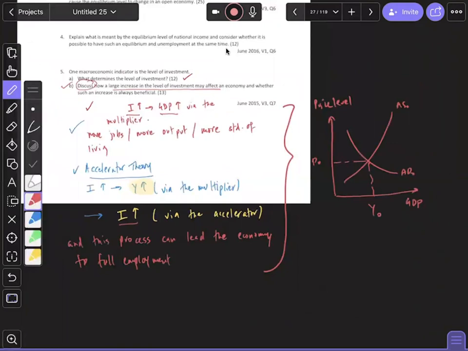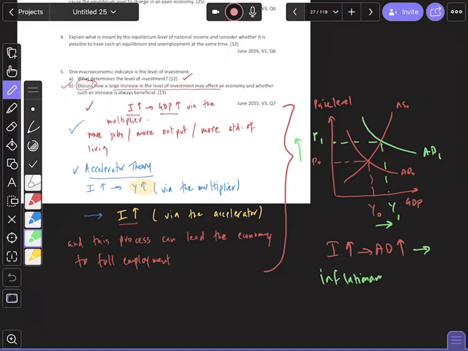And when investment goes up, AD rises, from AD naught to AD1, right? And you will see a situation where your price level will go up. So AD is rising, GDP is rising, but so is the price level. So this could lead to inflation. So there's an inflationary effect on the economy. Okay. So another disadvantage, we may argue that this could actually cause an inflationary effect. Got it?